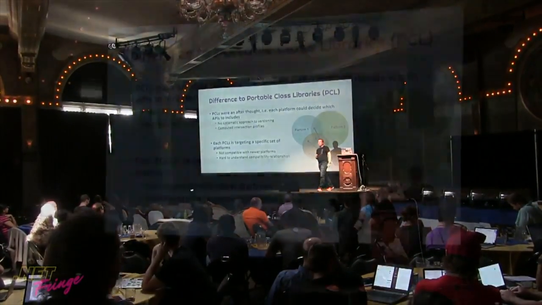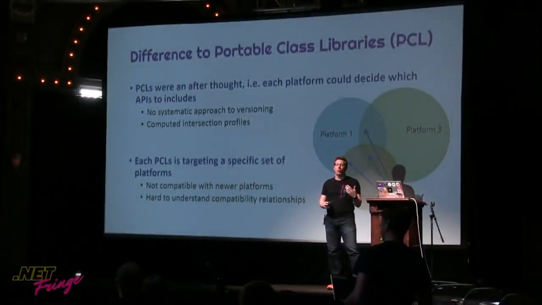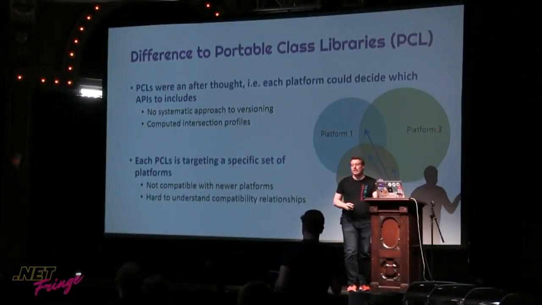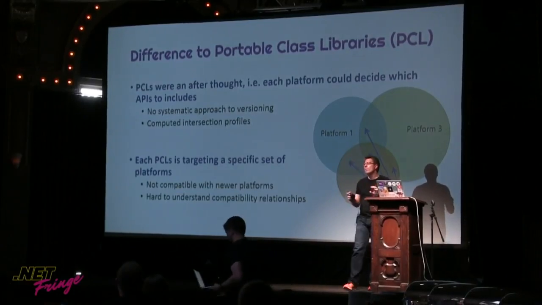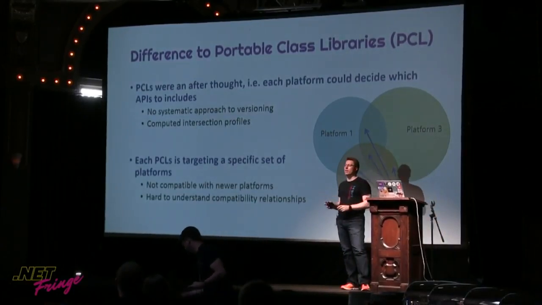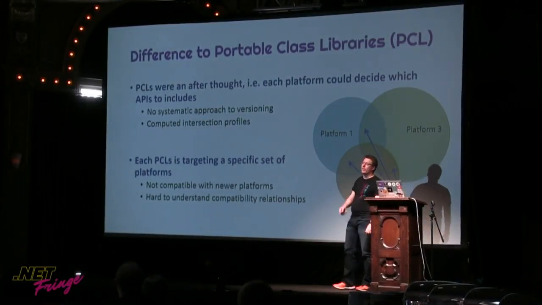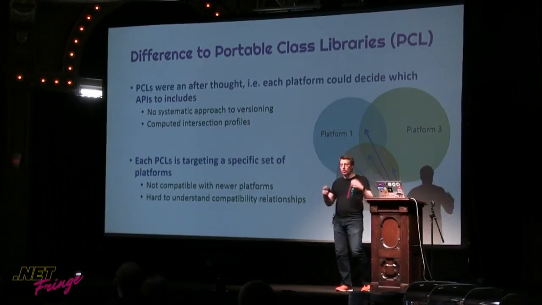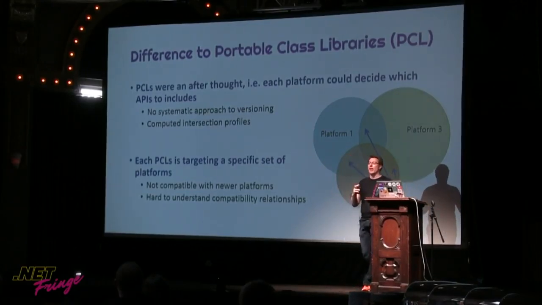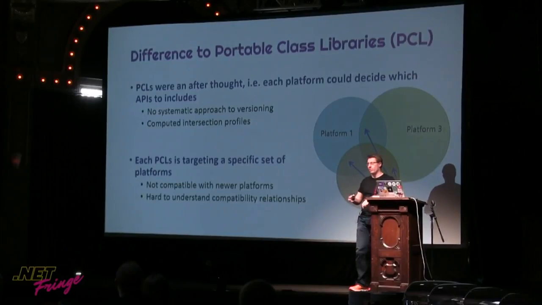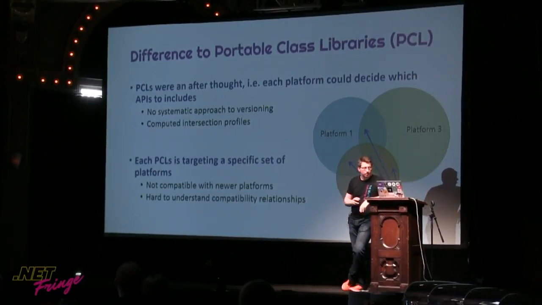And contrary to popular belief, PCLs weren't actually the lowest common denominator. You selected the platforms you want to run on, and then we basically computed which APIs are available in that intersection. And these are the things that we called profiles. And you can see it here. We have a Venn diagram with three. If you now have six, your head starts to melt. And if you add versions, you really question your life choices and want to do JavaScript properly.